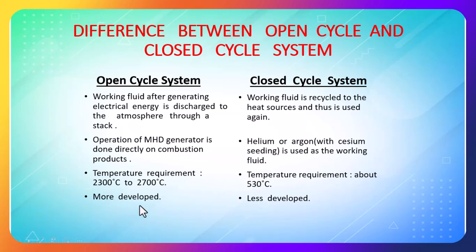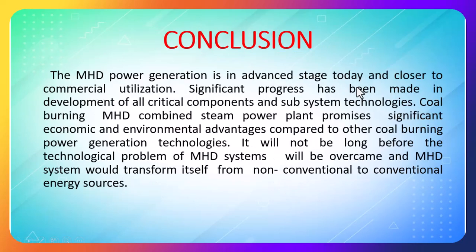More systems are developed based on the open loop system, and less developed in a country like India. We are in research and we will try to bring it to the real world with a closed loop system. Conclusion: MHD power generation is at an advanced stage today and closer to commercial utilization. Significant progress is being made in developing such technology. Coal burning MHD combined with a steam power plant promises significant economic and environmental benefits. That is our conclusion.